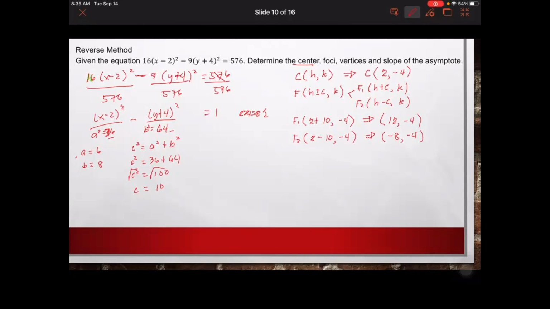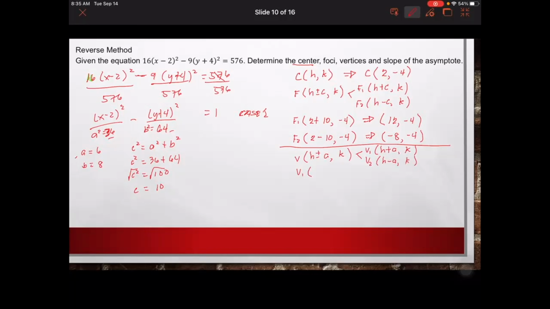Next is our, ang susunod natin, for V. For vertex, the formula that we will have here is H, positive and negative A, and K. Again, dalawa ulit siya. Isang positive at isang negative. No need to elaborate. So, let's go now with our V sub 1. V sub 1 is H plus A, then K. And V sub 2 is H minus A, then K.